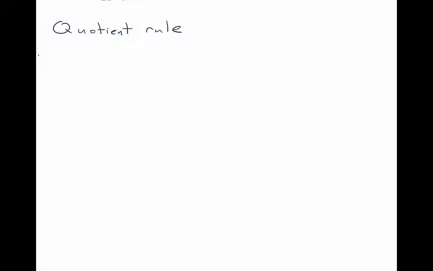If I see something like, for example, sine x over x plus 2, rather than using the quotient rule, I'm going to rewrite this as something that I can use as a combination of the chain rule and the product rule. So I would say x plus 2 to the minus 1 times sine x.